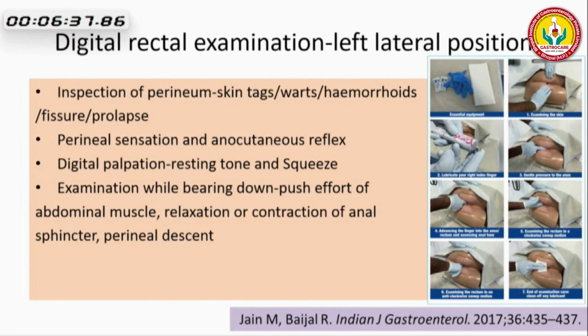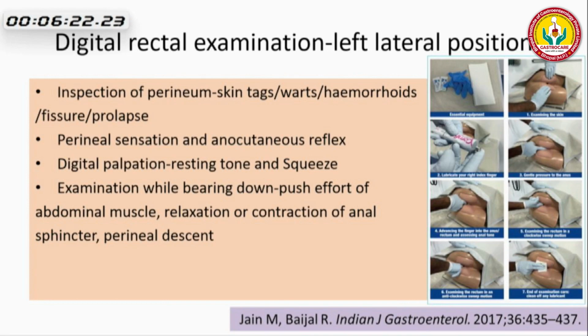So how does a PR examination need to be done? Patient should be put in left lateral position. We should inspect the perineum, look for any skin tags, hemorrhoids, fissure, or prolapse. We should check the perineal sensation and anocutaneous reflex.